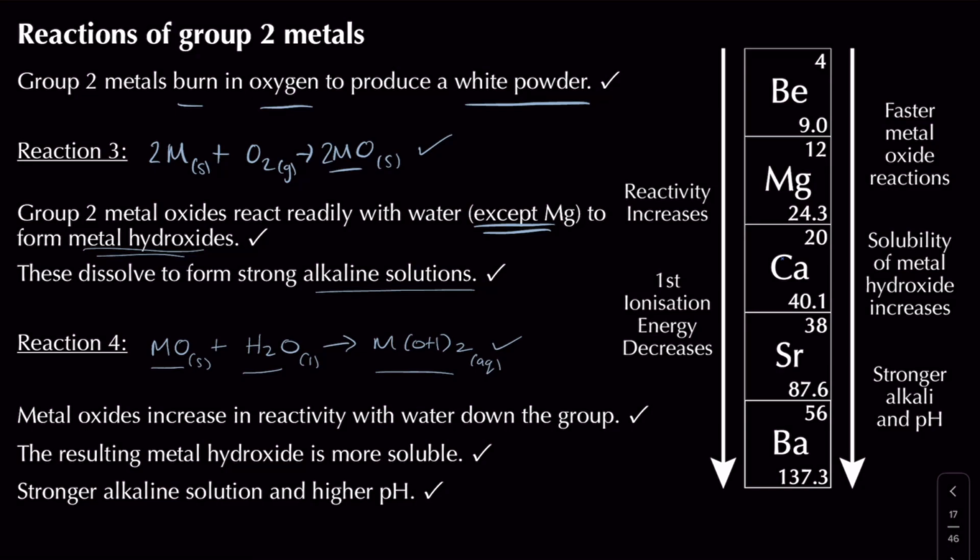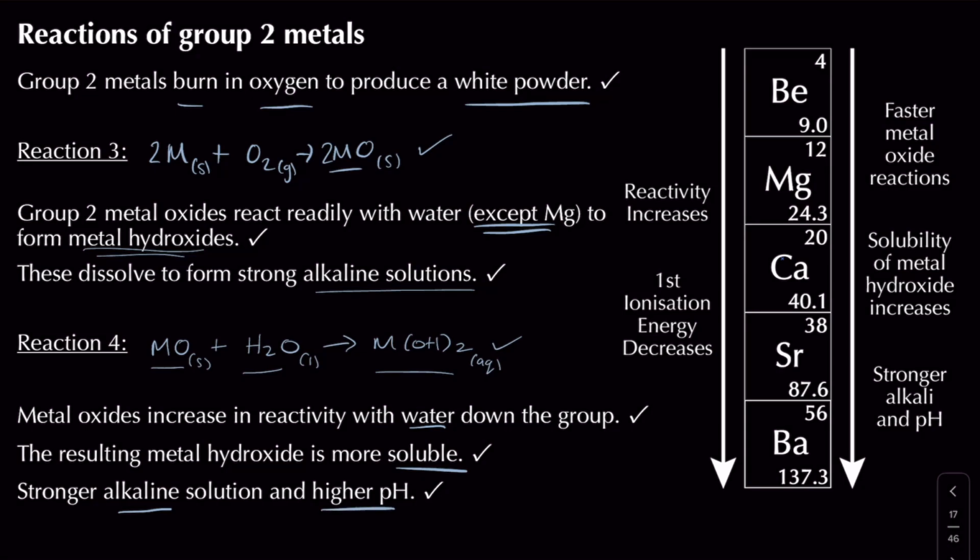Now, when we look at our trend in terms of metal oxides and their reactivity, that actually is going to be the same as, again, ionization energies, where it's going to increase going down the group. The ability for a metal oxide to dissolve in water is going to increase going down the group, and what this results in is, of course, our metal hydroxide being more soluble. If it reacts with water, it's going to be more soluble, and of course you end up with a stronger alkaline solution and hence a higher pH itself.